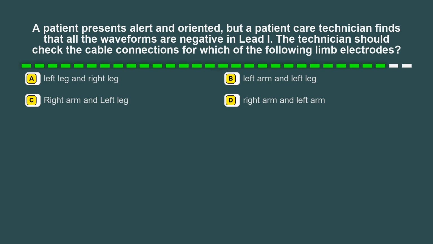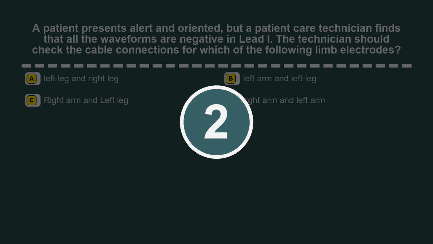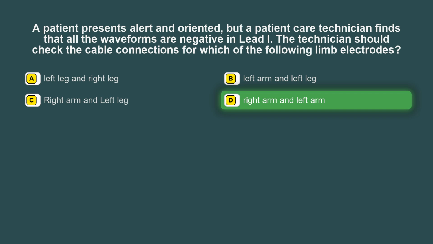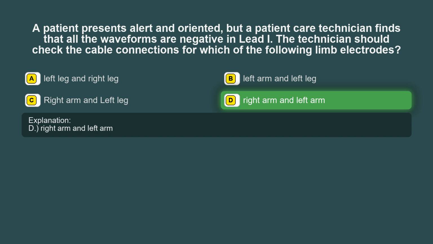Question 9. A patient presents alert and oriented, but a patient care technician finds that all the waveforms are negative in lead I. The technician should check the cable connections for which of the following limb electrodes? Option A, left leg and right leg. Option B, left arm and left leg. Option C, right arm and left leg. Option D, right arm and left arm. The correct answer is option D, right arm and left arm.